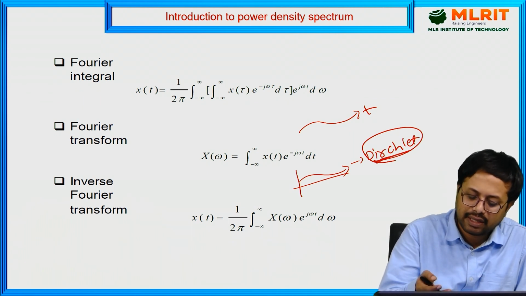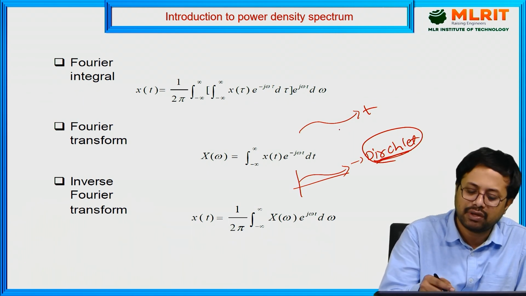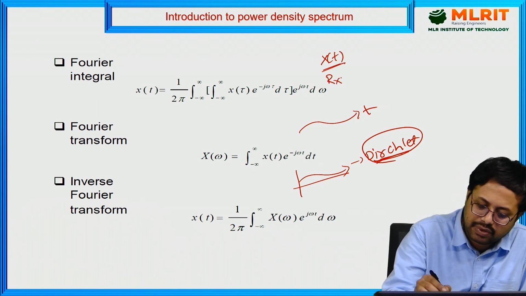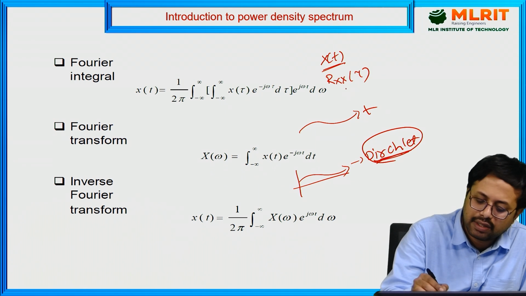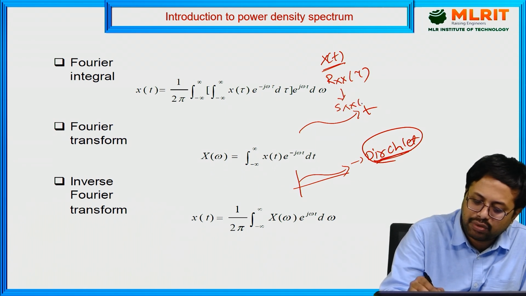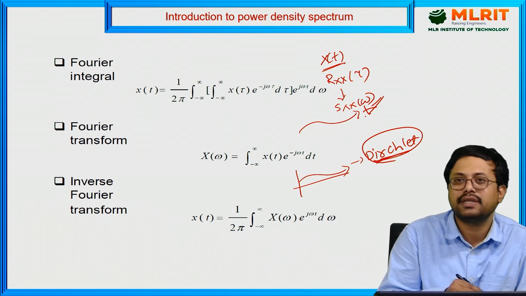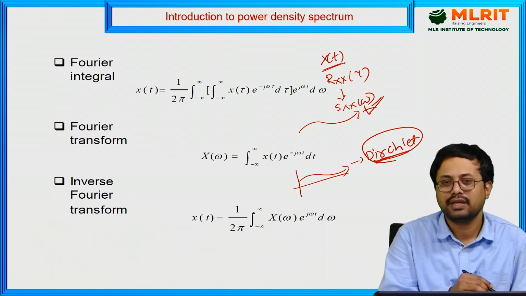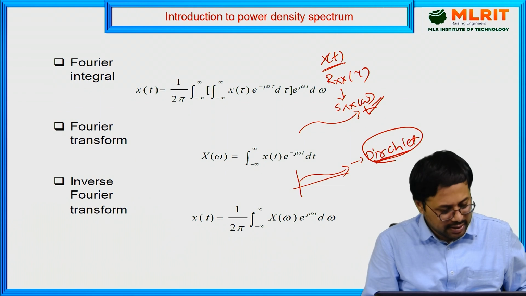In the time domain, we take whatever the random signal x of t is. First you convert it into the autocorrelation function. Then, by using the Fourier transform, we convert it into power spectral density. Then we carry out the analysis of that particular signal. This is the fundamentals.